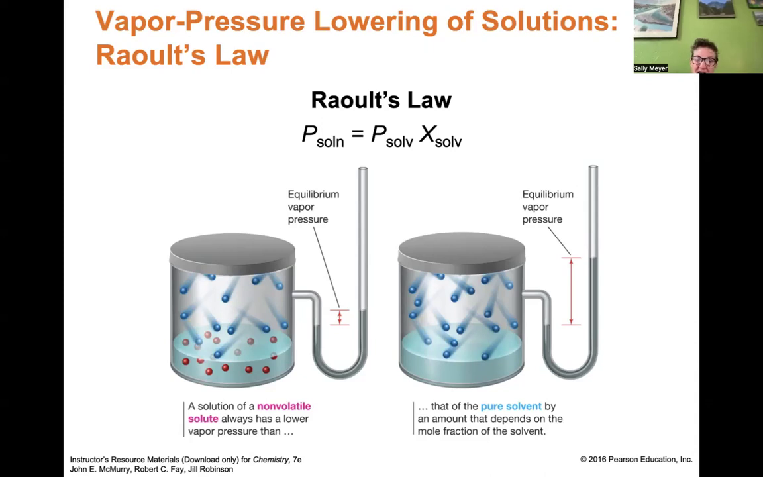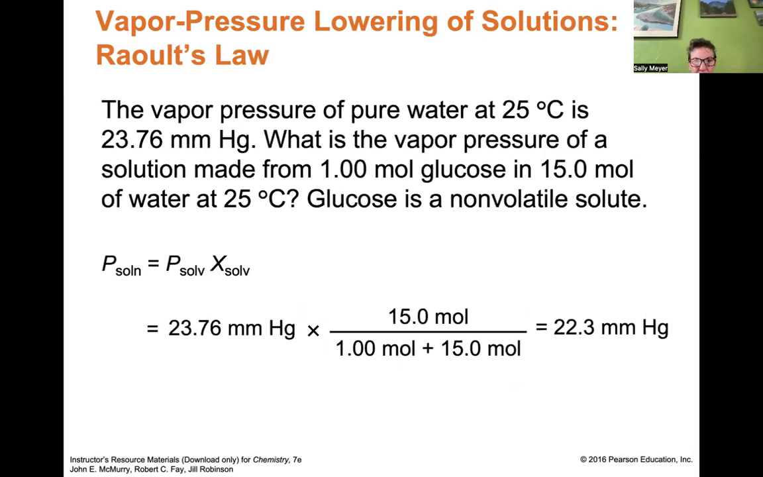But if you add a non-volatile solute, something that doesn't go into the vapor phase, you're going to have essentially less likelihood for the solvent to go into the vapor phase. And so the vapor pressure goes down. This is called Raoult's law: the pressure due to a component above a solution is equal to the pressure of the pure solvent times the mole fraction of the solvent.